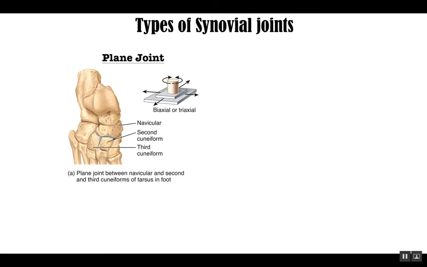An example of a synovial joint type is the plane joint, also known as the planar joint. The key feature of a plane joint is that the bones are fairly flat when they make contact. And when they're flat, these types of joints allow more of a sliding movement. So plane joints have very little angular movement, very little change in the angle between the two bones. But instead, they slide back and forth or glide.